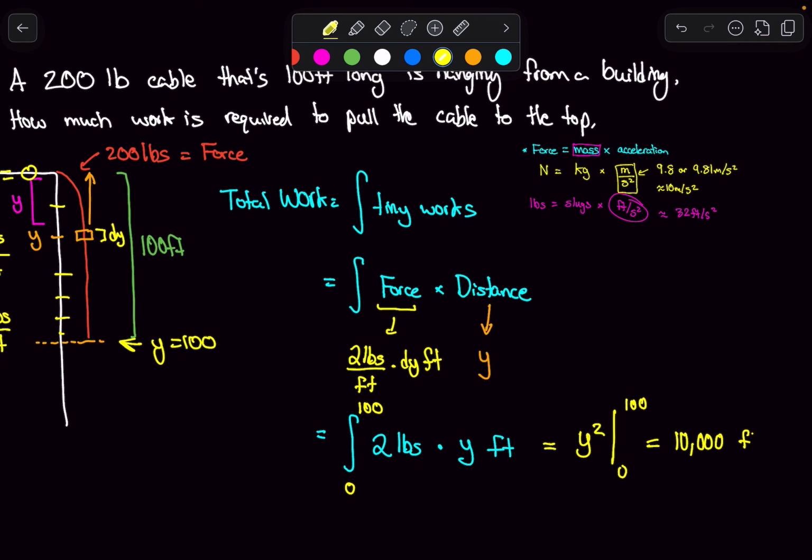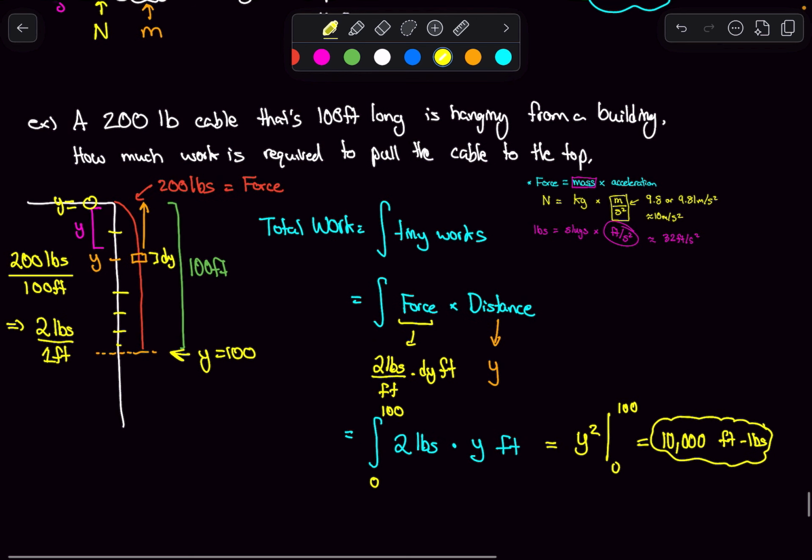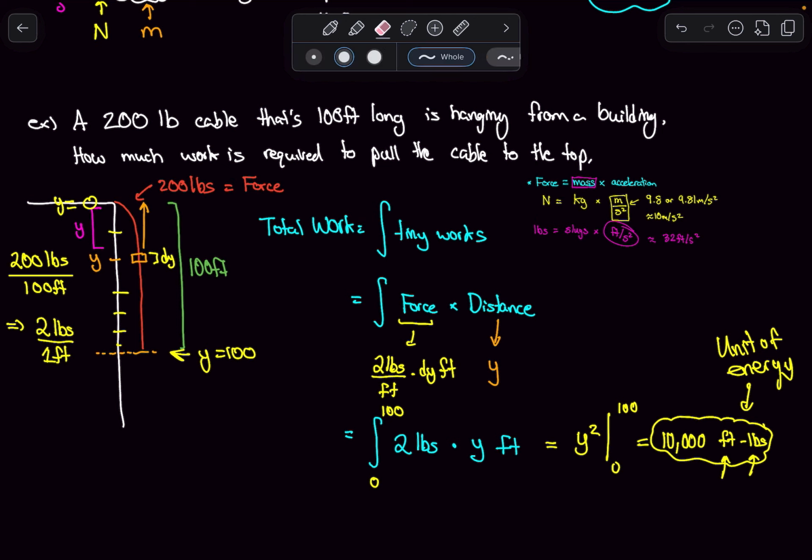foot-pounds. Right? You might see this unit as foot-pounds of work. But again, this is just going to be joules of energy, joules are Newton meters. This is a unit of energy that we could convert into joules if we converted properly from feet into meters and from pounds into newtons.